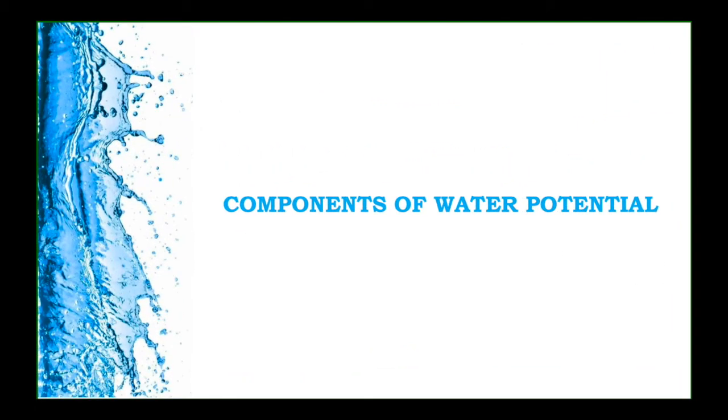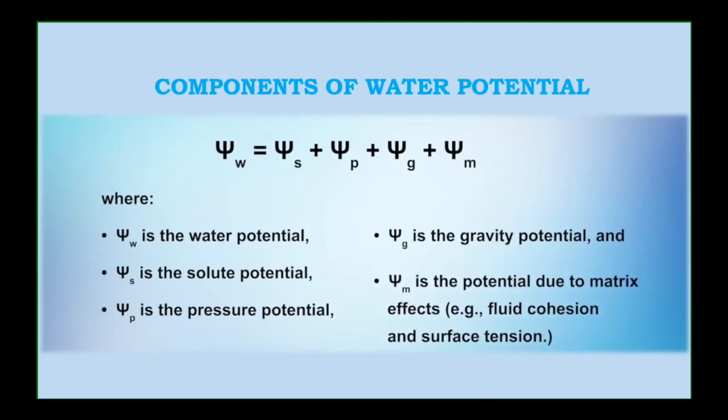The components of water potential. Many different potentials affect the total water potential, and some of these potentials determine the overall water potential and the direction of the water flow. The relationship between water potential and the different potentials is shown by psi W equals psi S plus psi P plus psi G plus psi M, where psi W is the water potential, psi S is the solute potential, psi P is the pressure potential, psi G is the gravity potential, and psi M is the potential due to matrix. Now let us have a closer look at each of these terms.